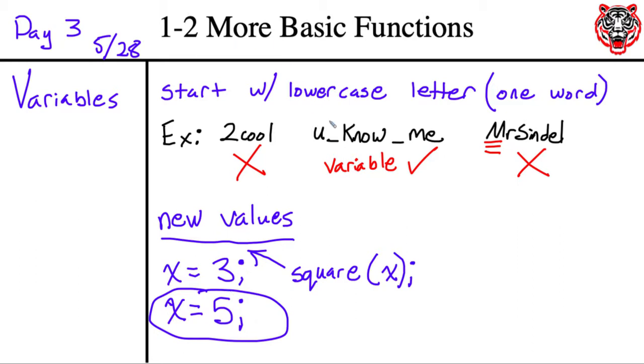So if I did a square of x at the very top here, it's going to say, okay, it's going to be a square with 5. You override the x from 3 to 5. So it's always the last value. So if you want to add a comment here, variables take on last value.